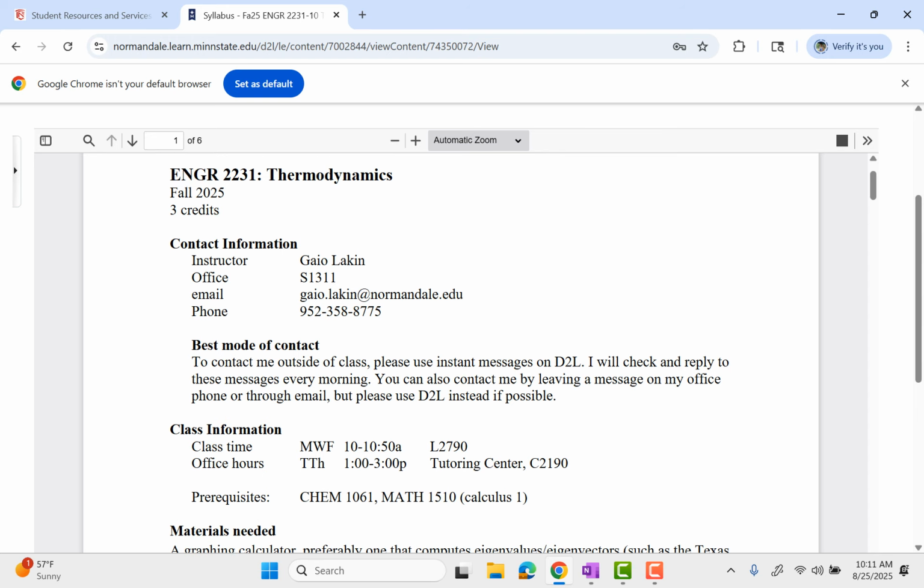Okay, this is thermodynamics, and this really is about, more than anything else, how to exchange thermal energy with mechanical energy.